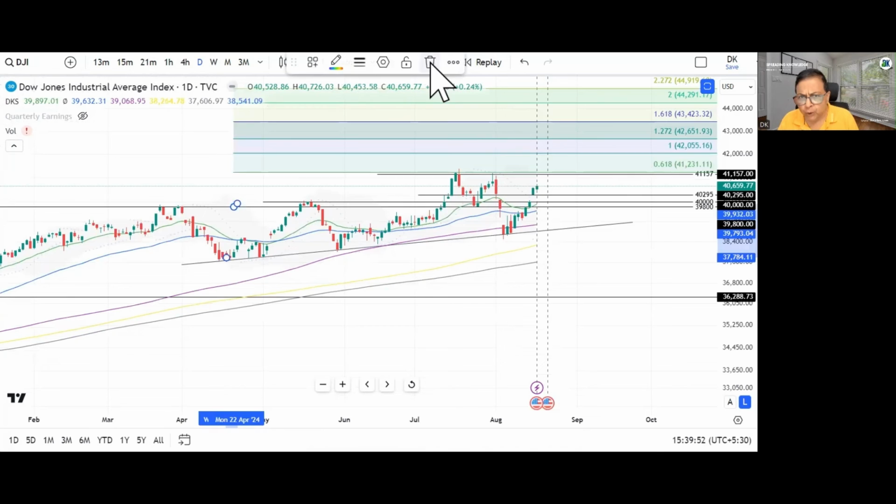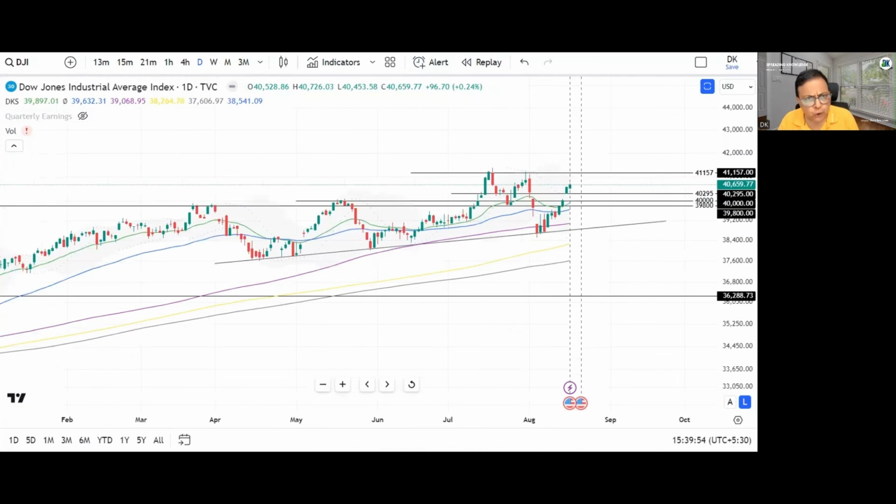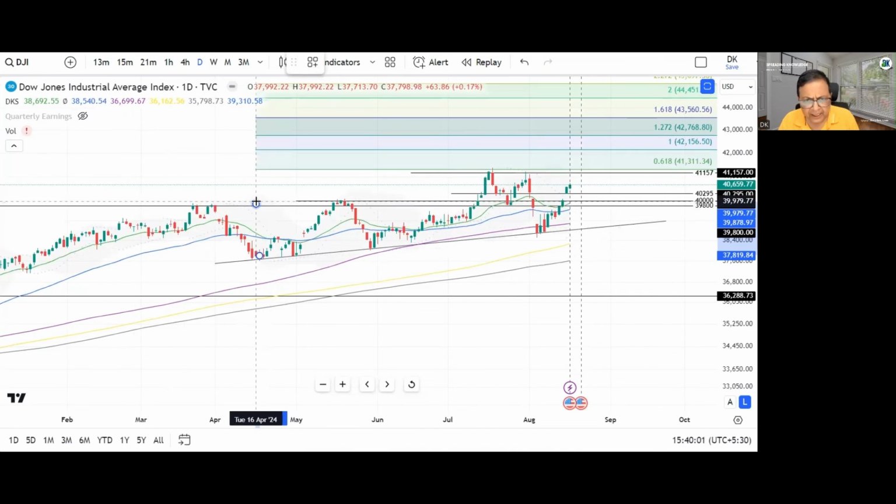Now let me tell you what could be the potential short-term target. If I measure the target of this rounding pattern, it has achieved the first target over here, and then this correction started. So on resumption of this trend, next target in immediate terms could be 42,150 to 42,200. So what do you think, friends?